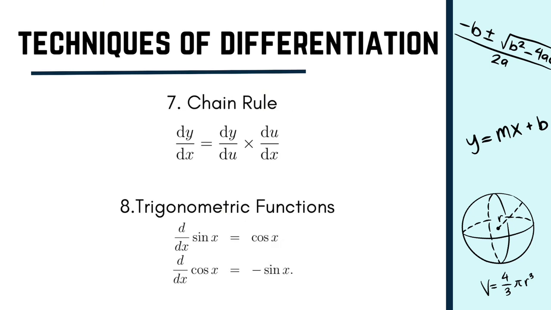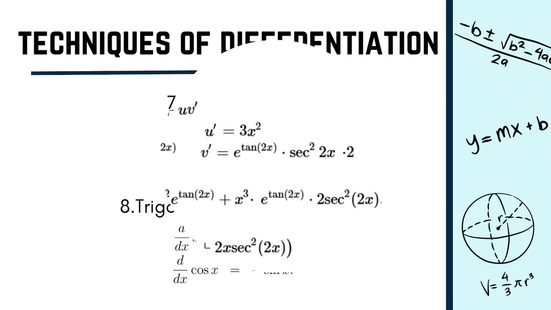The seventh one is chain rule. It is used when one function is inside another function. Last but not least is trigonometric function. It is used when the function has trigonometric terms.